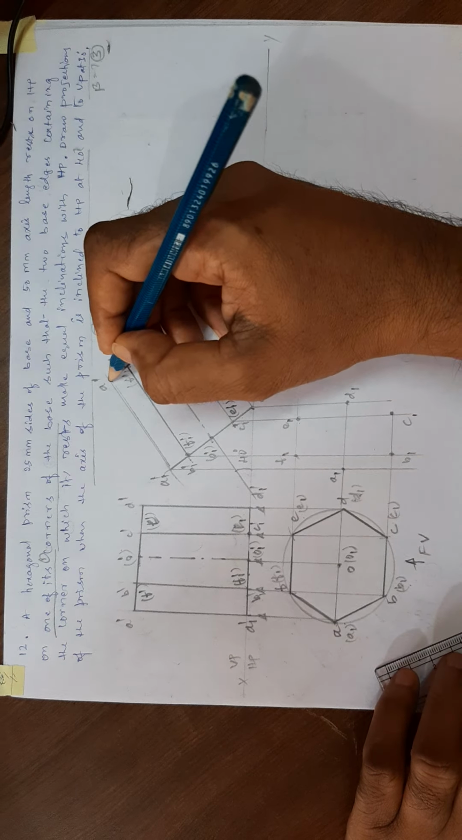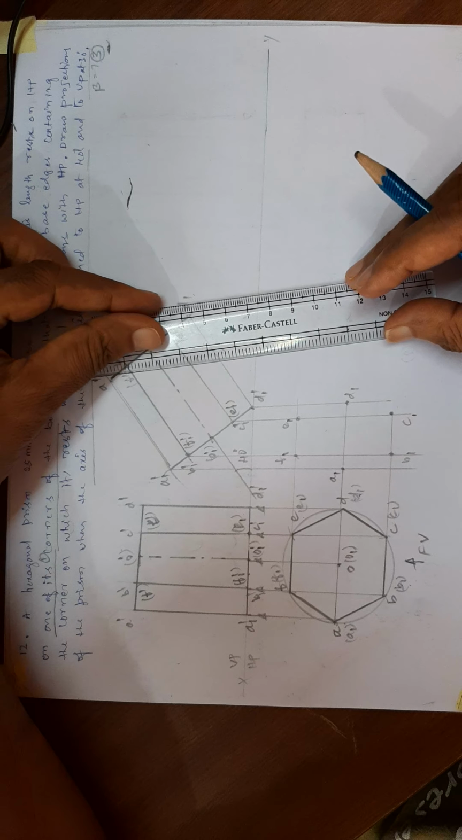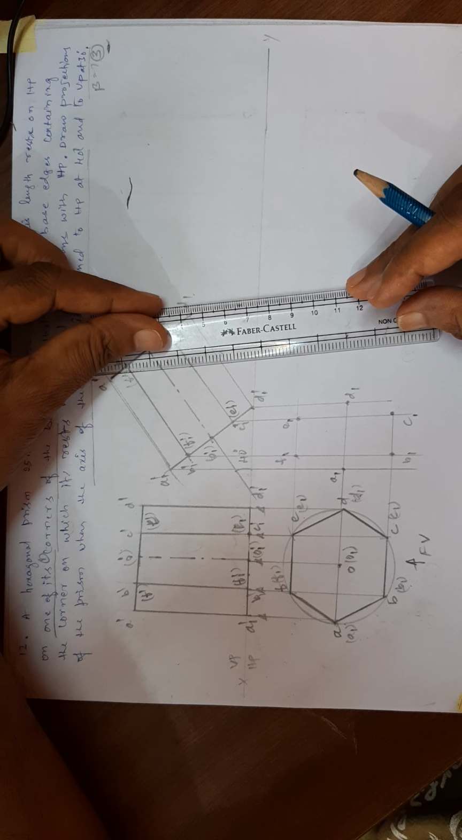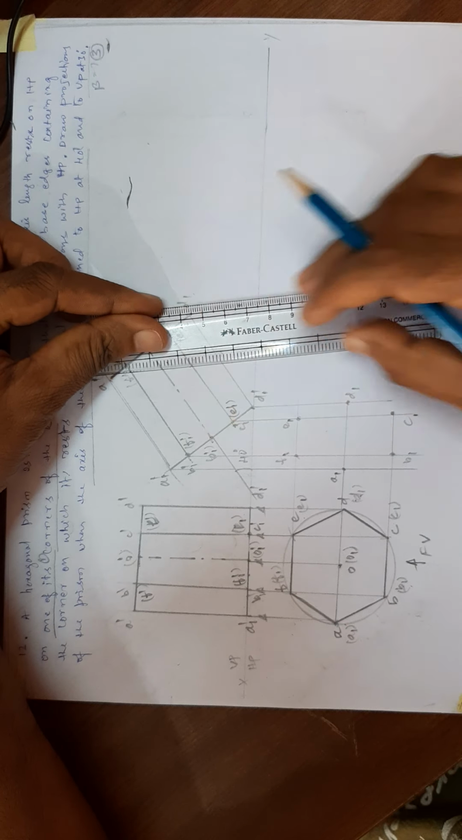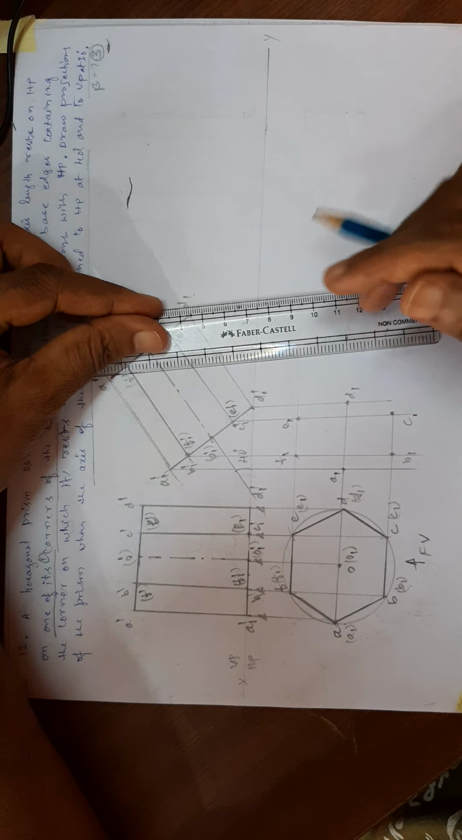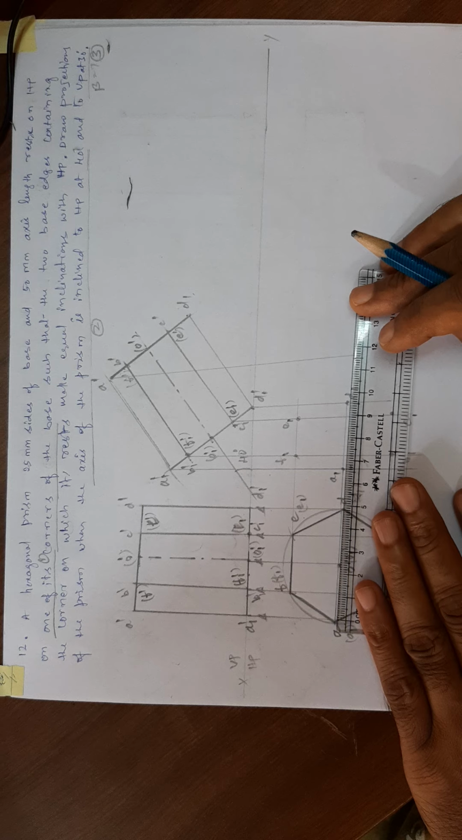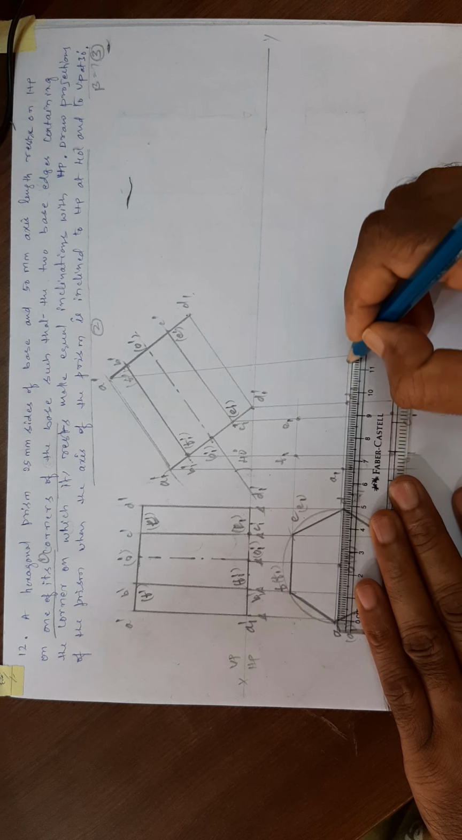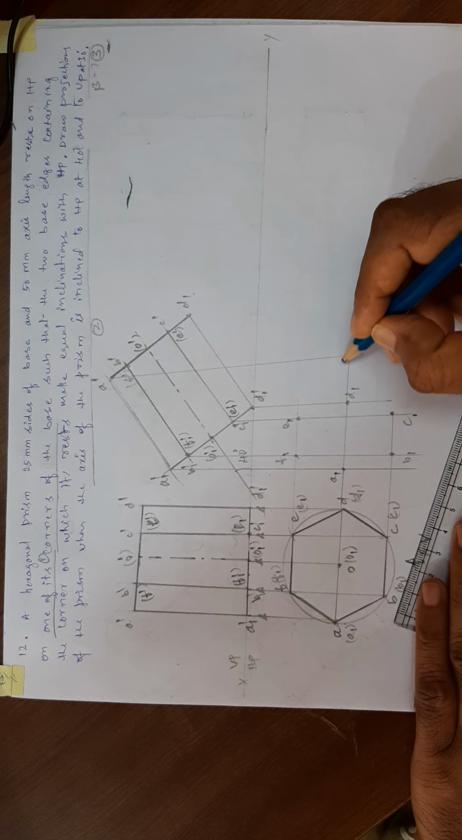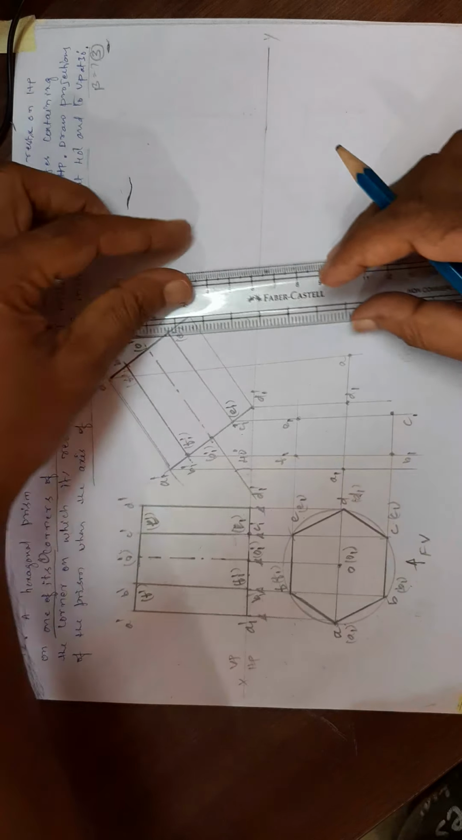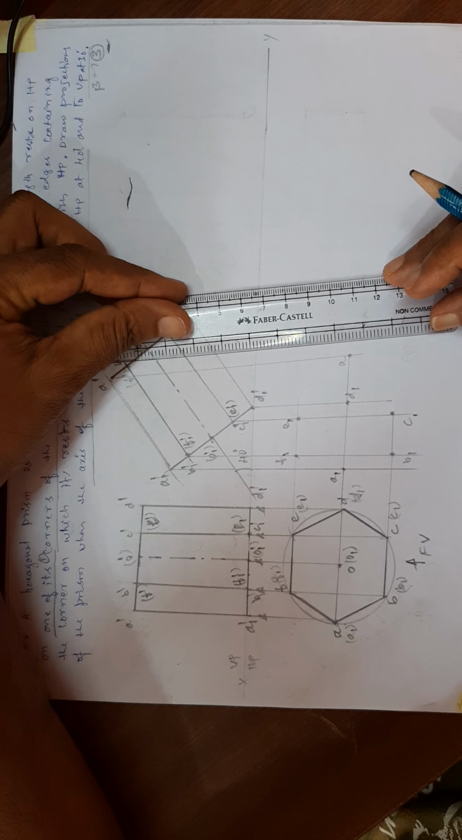Next, top points. Similarly, draw the vertical projector line from A dash, and the horizontal projector line from A. Now this point is A. Next, vertical projector line from B dash.